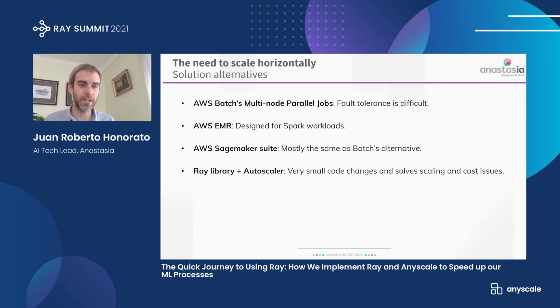Then we've got the SageMaker suite that, if you're running on AWS, is the most natural choice to look into. But at least when you're running batch jobs, underneath the APIs are very similar to the Batch service. So we discarded that as well. And yeah, finally we came into Ray.